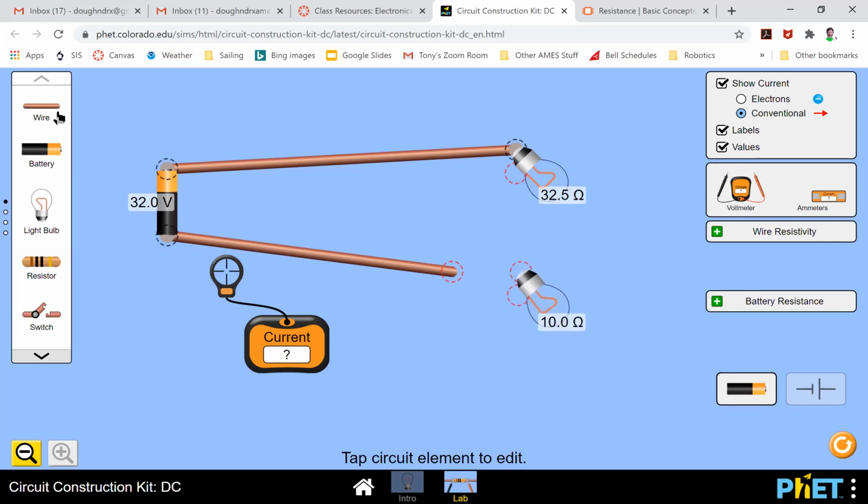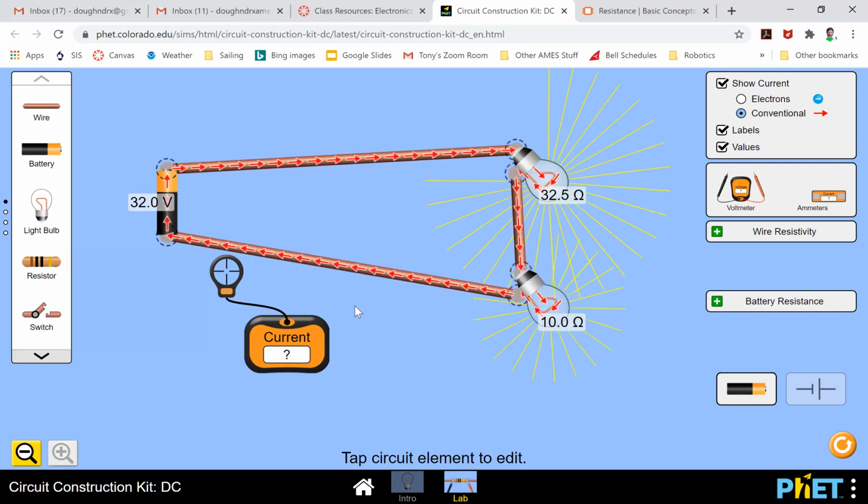Okay, and then let's bring in a wire and connect that up. And then there we go. Okay, so now we have two light bulbs. So if I measure the current, I find that it's 0.75 amps. What if I were to measure the current somewhere else?